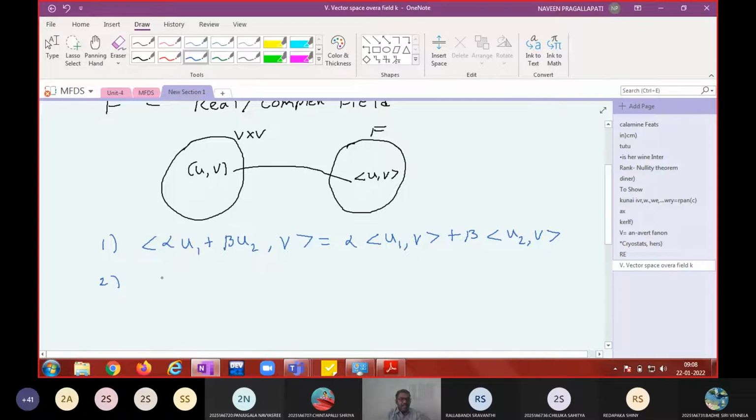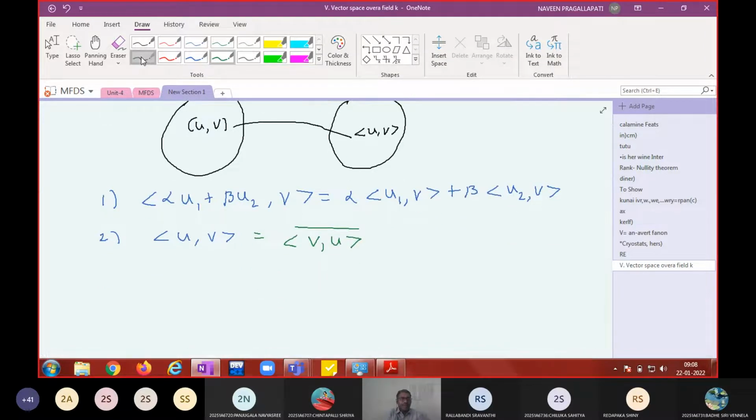The second condition, which is true for every u1, u2, and v: the inner product of u comma v is equal to the complex conjugate of the inner product of v comma u.